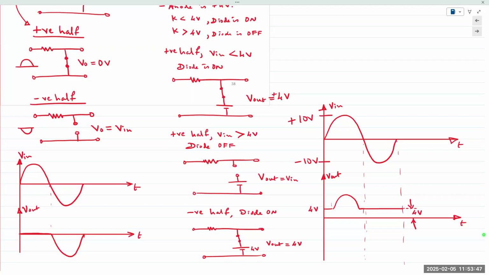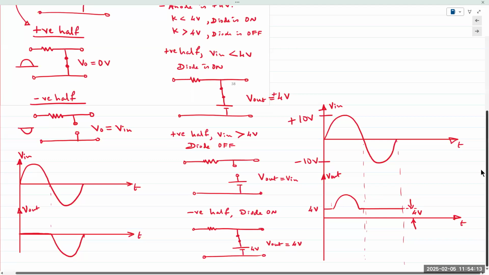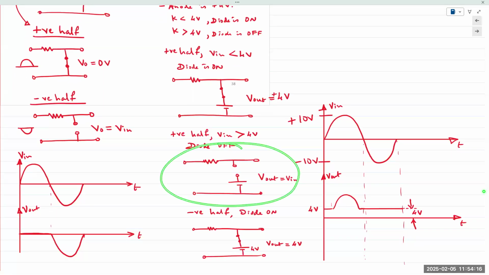Make sense? And in the negative half cycle, diode's going to be always on. Cathode's always less than the anode, so it's always on. And because it's always on, in the negative half cycle, you obtain a flat line of 4 volts. And that's it. That's how you would analyze this circuit. So in the positive half cycle, it looks like this. Negative half cycle looks like this. Okay.